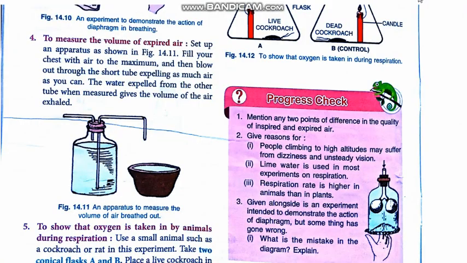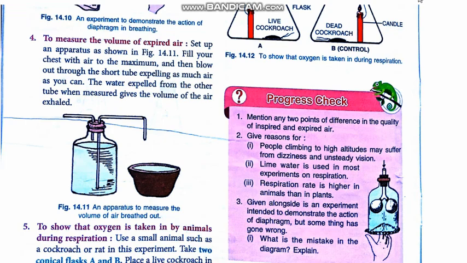So now let's do the progress check. First is: mention any 2 points of difference in the quality of inspired and expired air. So the expired air contains less oxygen, but the inspired air contains more oxygen. And we can say that the inspired air contains less carbon dioxide, but the expired air contains more carbon dioxide, or we can say water also.